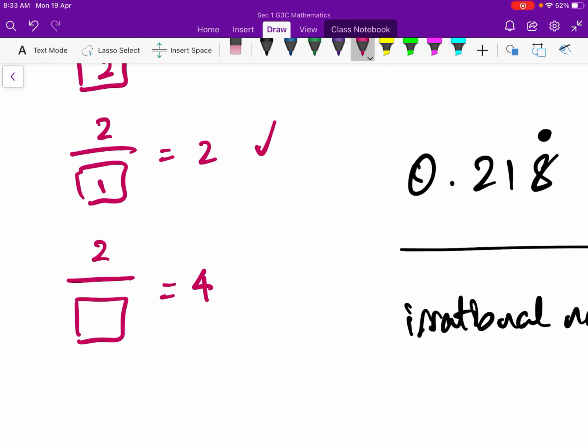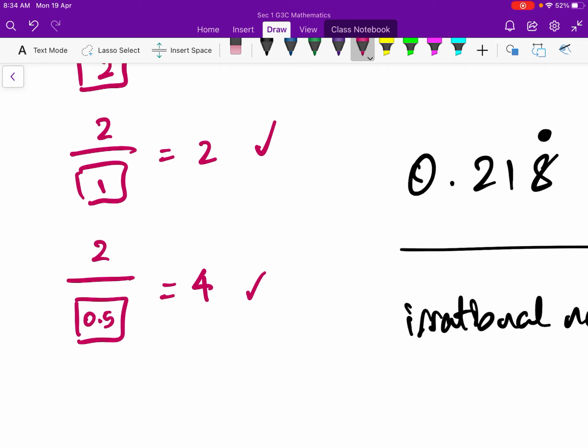Can this be done? Why cannot? What's in the blank? 0.2. No, 2 divided by 0.2 is not 4. 0.5, okay, 0.5 is correct.